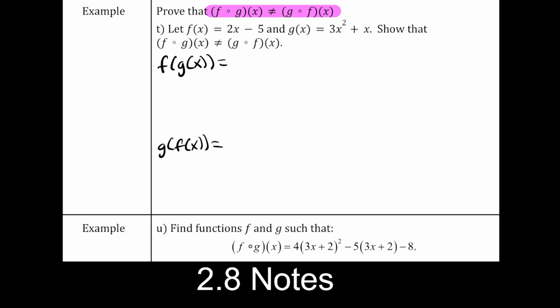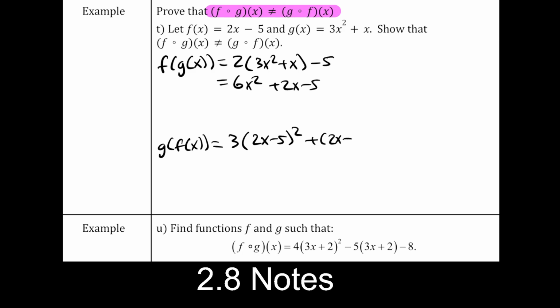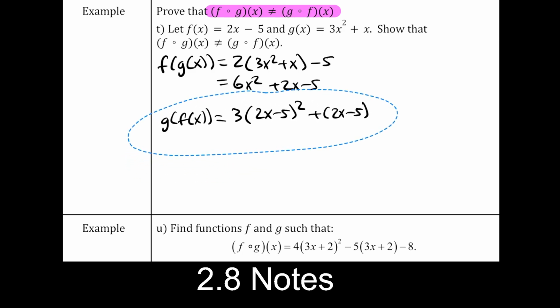But f of g is going to be 2 times 3x squared plus x minus 5. This is just f with g plugged into it. And if I evaluate this a little bit further, this is 6x squared plus 2x minus 5. That's our final form. Now for the g of f part, this is going to be 3 times (2x minus 5) squared plus 2x minus 5. A little bit messier.